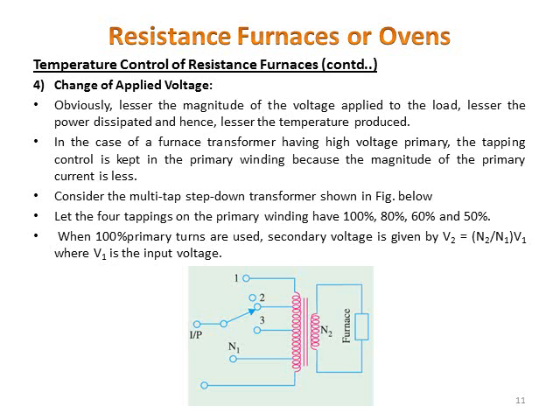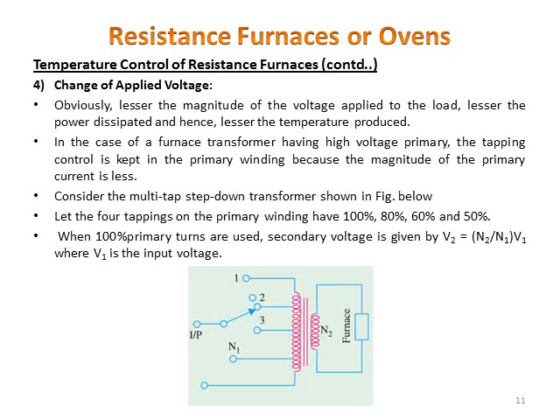The fourth method of temperature control is the change of applied voltage. So obviously, lesser the magnitude of voltage applied to the load, lesser is the power dissipated, hence the temperature produced will be less. In this case, for the transformer having high voltage primary, the tapping control is kept in the primary winding because the magnitude of the primary current is less.